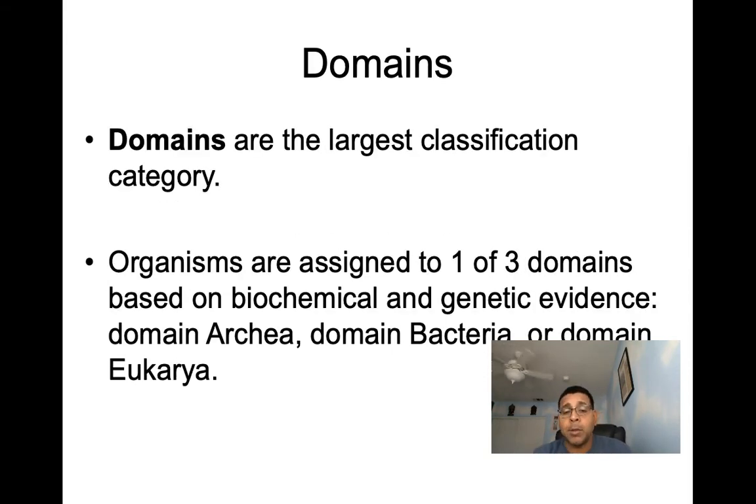So let's talk domains. Domains are the largest classification category. Based on biochemical and genetic evidence, scientists have identified 3 domains. These 3 domains include, number 1, the domain Archaea. Number 2, the domain Bacteria. And number 3, the domain Eukarya.